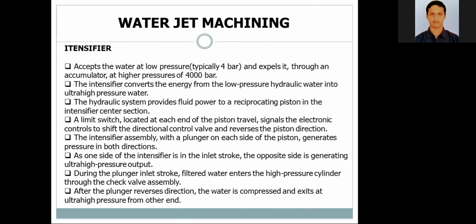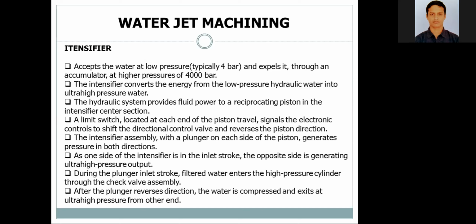Intensifier. Intensifier accepts the water at low pressure and expels it through an accumulator at higher pressure of 4000 bar. The intensifier converts the energy from a low pressure hydraulic water into ultra high pressure water. The hydraulic system provides fluid power to a reciprocating piston in the intensifier center section. A limit switch is located at each end of the piston travel, signals the electronic controls to shift the directional control valve, and reverses the piston direction.